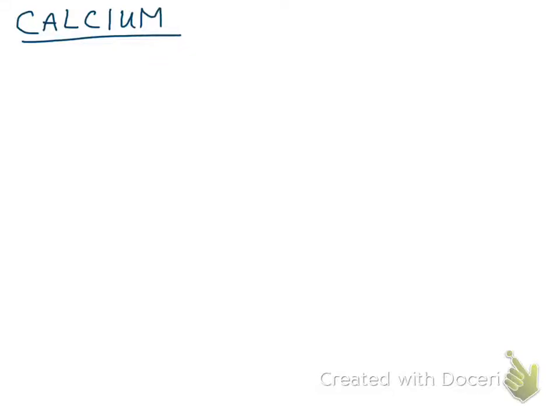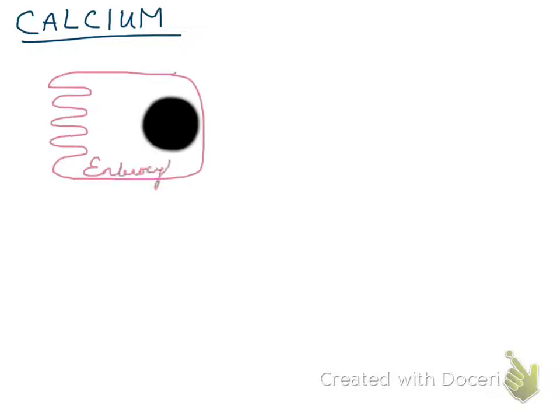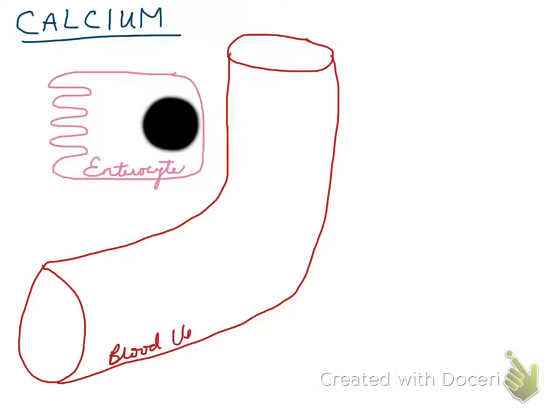This video is going to be on calcium physiology and how we measure calcium in the ClinPath lab. So first I'll draw an enterocyte, which is this pink thing with a black nucleus. And then I'll also draw a blood vessel. And I'm drawing these structures to demonstrate that calcium is normally absorbed in the diet.